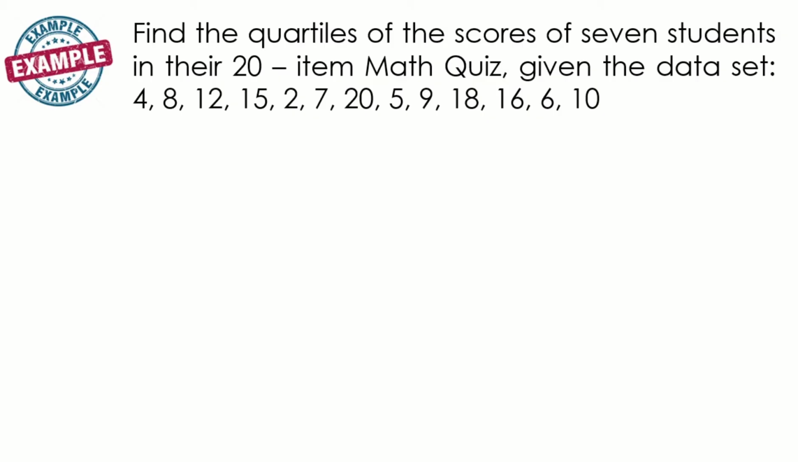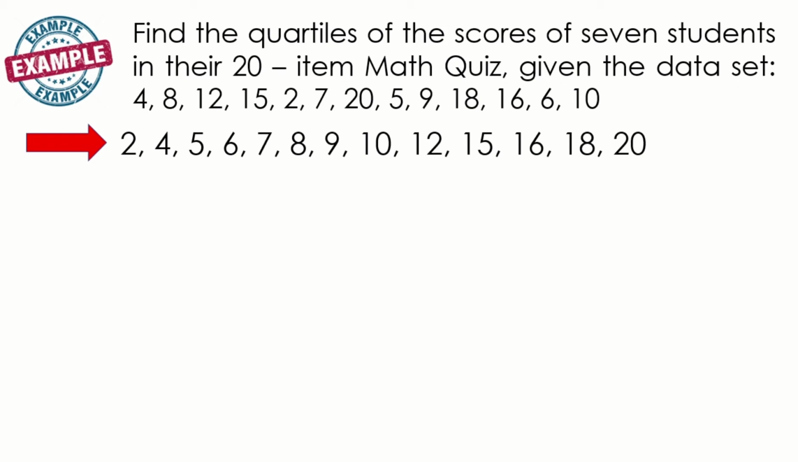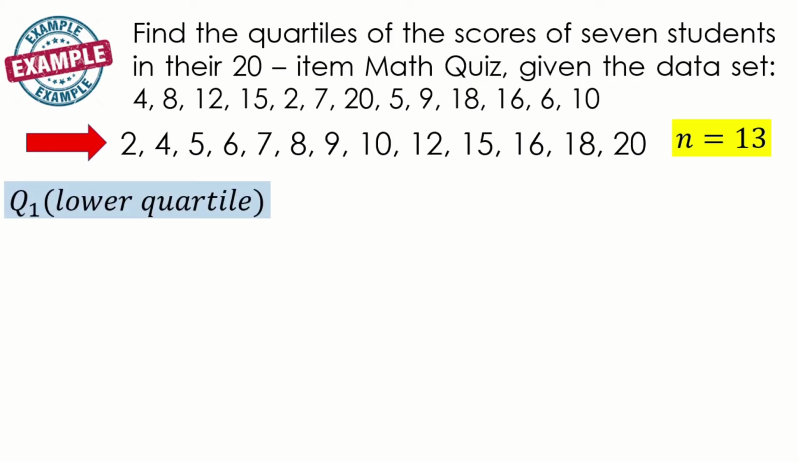So ano ba yung una nyong gagawin? First, kailangan nyo i-arrange yung dataset in ascending order. So dapat i-arrange nyo muna yung given na data. So here, we have 2, 4, 5, 6, 7, 8, 9, 10, 12, 15, 16, 18, 20. So, yung n natin dyan, 13. We need to compute the 3 quartiles. Okay, first is the lower quartile. Ano ba ulit yung formula? 0.25 times n plus 1.